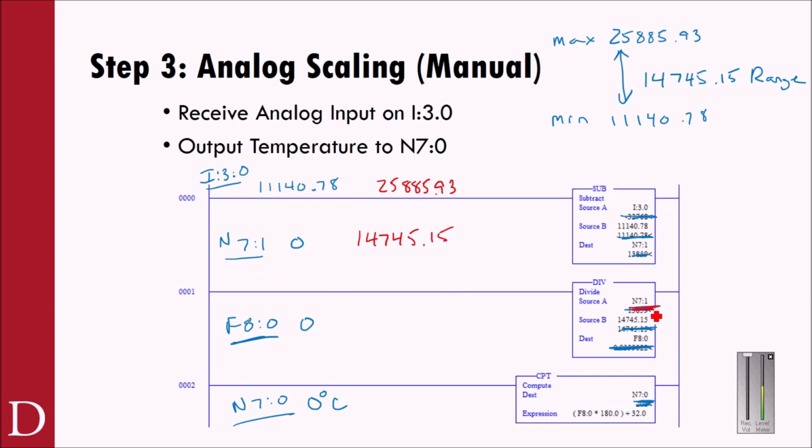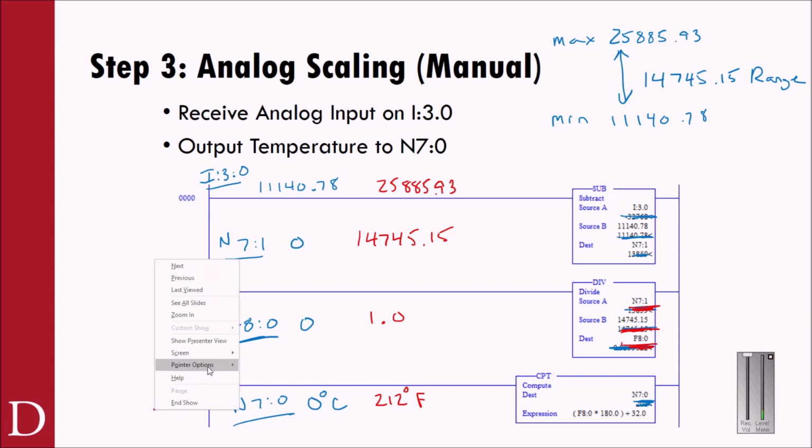Now down here, I'm going to divide 14,745.15 by 14,745.15. The value I'm going to get out is 1.0. Then we'll store that in float 8. And then down here, N7.0 is going to get float 8, which is 1 times 180, which is 180, plus 32 is 212 degrees. And this should have been Fahrenheit over here as well. Sorry about that.